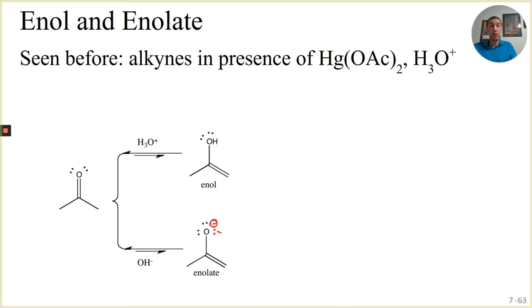If we went through to show a resonance contributor to this, we could show that we would put the negative charge on our carbon, and we now have two potential sites for nucleophilic characteristics. Which of those is going to be the best Lewis structure?